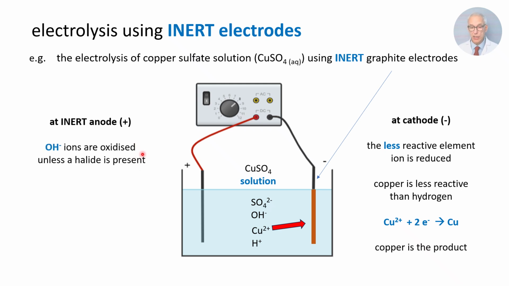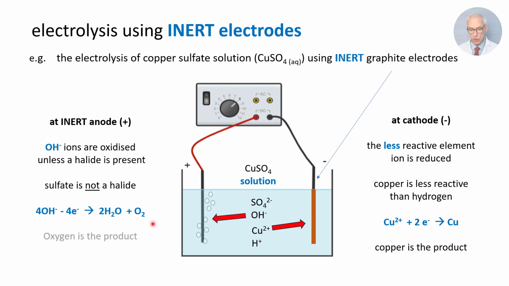So hydroxide ions are oxidized unless a halide is present. Well, the sulfate ion is not a halide, so the oxidation will involve hydroxide ions. Here is the equation. 4 hydroxides, each losing 1 electron to form water and oxygen. Oxygen is the product. You will see bubbles of oxygen at the anode.